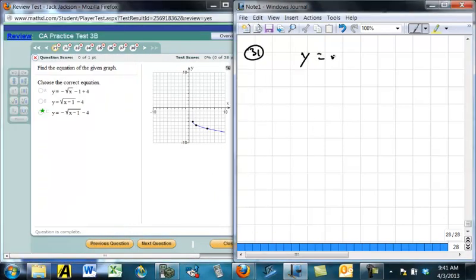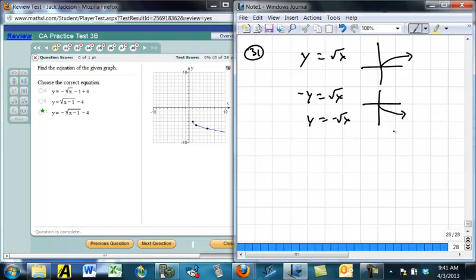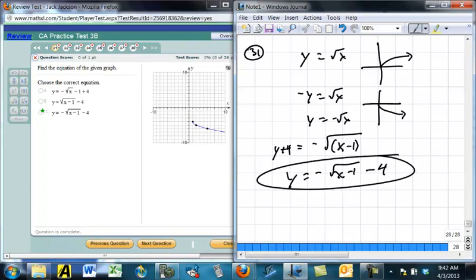It's like you start with y equals the square root of x, which is here. Okay, then it's been flipped upside down, so that's minus y equals the square root of x, or y equals minus square root of x. So that's here. It looks like we've been shifted to the right one and down 1, 2, 3, 4. Right one would be x minus 1, and down 4 would be y plus 4 here. So y equals negative square root of x minus 1, minus 4. So that should be the one, and that's the one they said here.